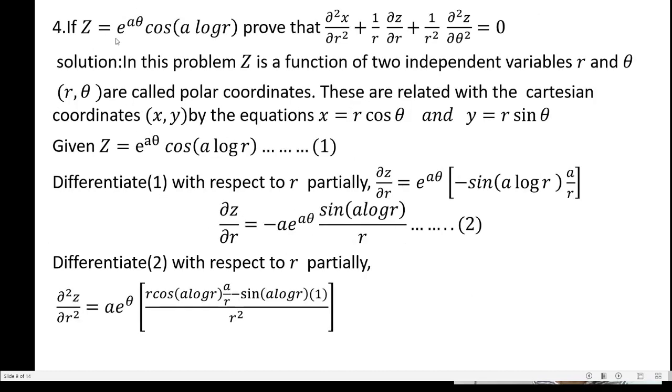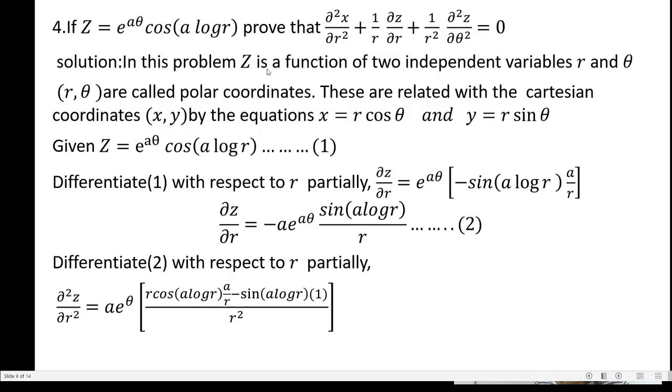Next, if z is equal to e^(aθ) cos(a log r), then prove that ∂²z/∂r² + (1/r)∂z/∂r + (1/r²)∂²z/∂θ² = 0.